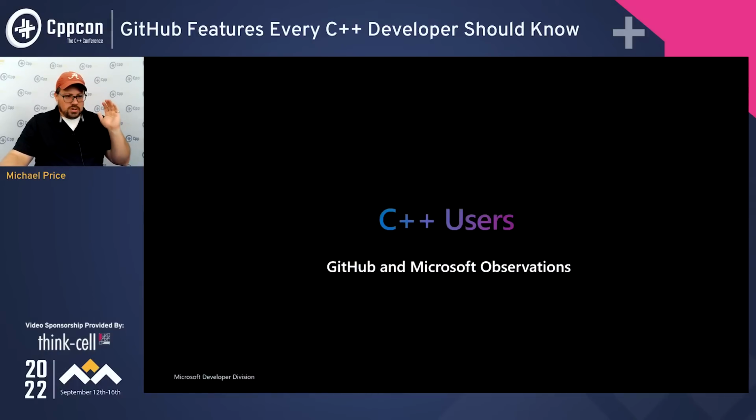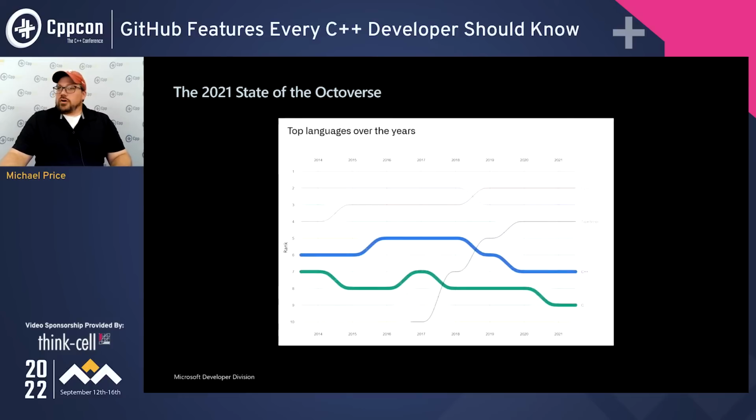So I'm going to jump in, and we're going to talk about some things that we know about C++ users from data we've collected or survey information that we've observed. This chart shows the most popular languages in GitHub every year since 2014 and how they've trended over time. Some of the other languages are hard to see because they're very dimmed out, but that blue line is C++ and the green line is C.